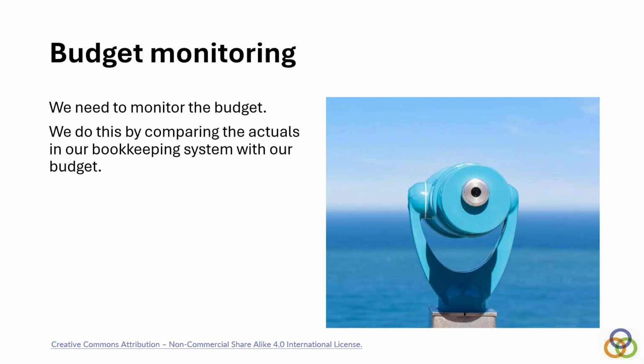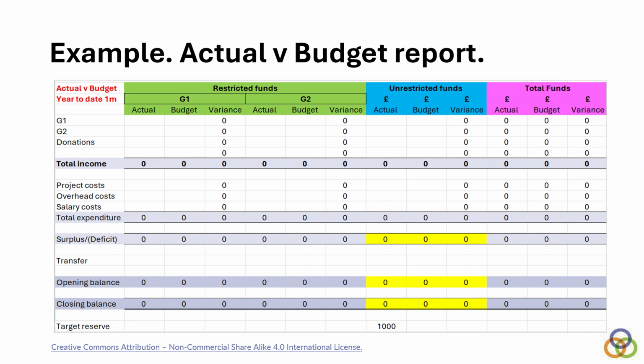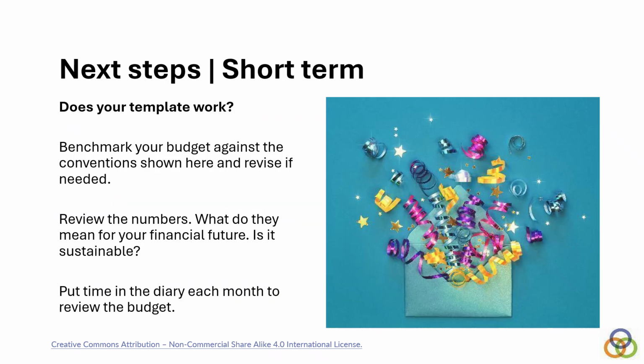Once it's in place, you've got to monitor it, and we do this by comparing the actuals that happen in the real world, which we record in our bookkeeping system, with our budget. We need a monthly finance pack. We look at the actuals in the bookkeeping and the finance pack in the monthly management accounts, and I think it looks broadly like this. This is an example actual versus budget report where we see the actuals for each grant, the budget for each grant, and the variance. We look at that more in the management accounting session with actual numbers in it.